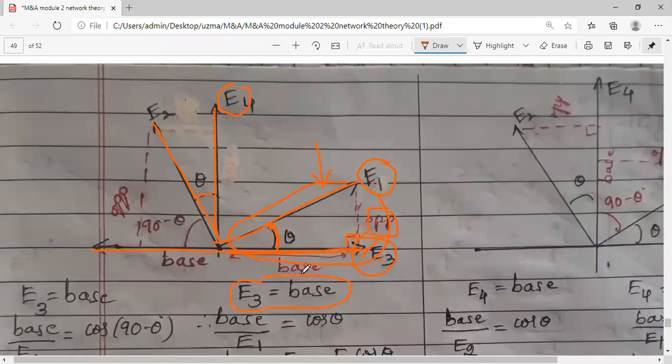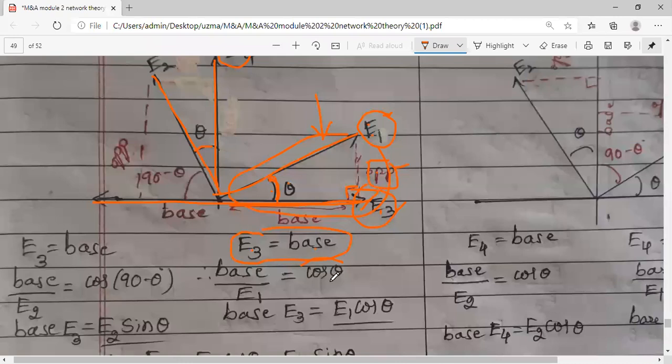Base comes in which angle? Base or adjacent, it comes in cos theta, right? Cos theta is equal to base by hypotenuse or adjacent by hypotenuse. I am not considering opposite here because I don't want this length. I have base value E3, I have hypotenuse value E1. So I'm interested in the cos term more in this triangle. So E3 is the base.